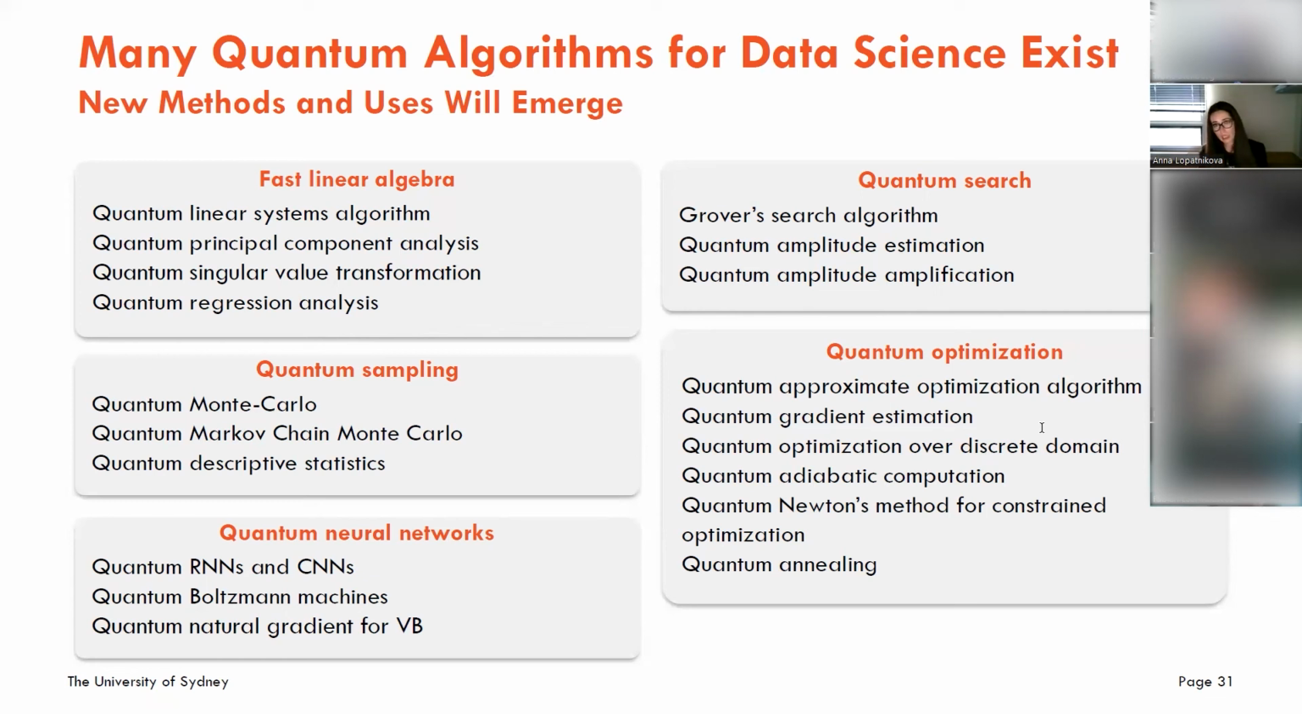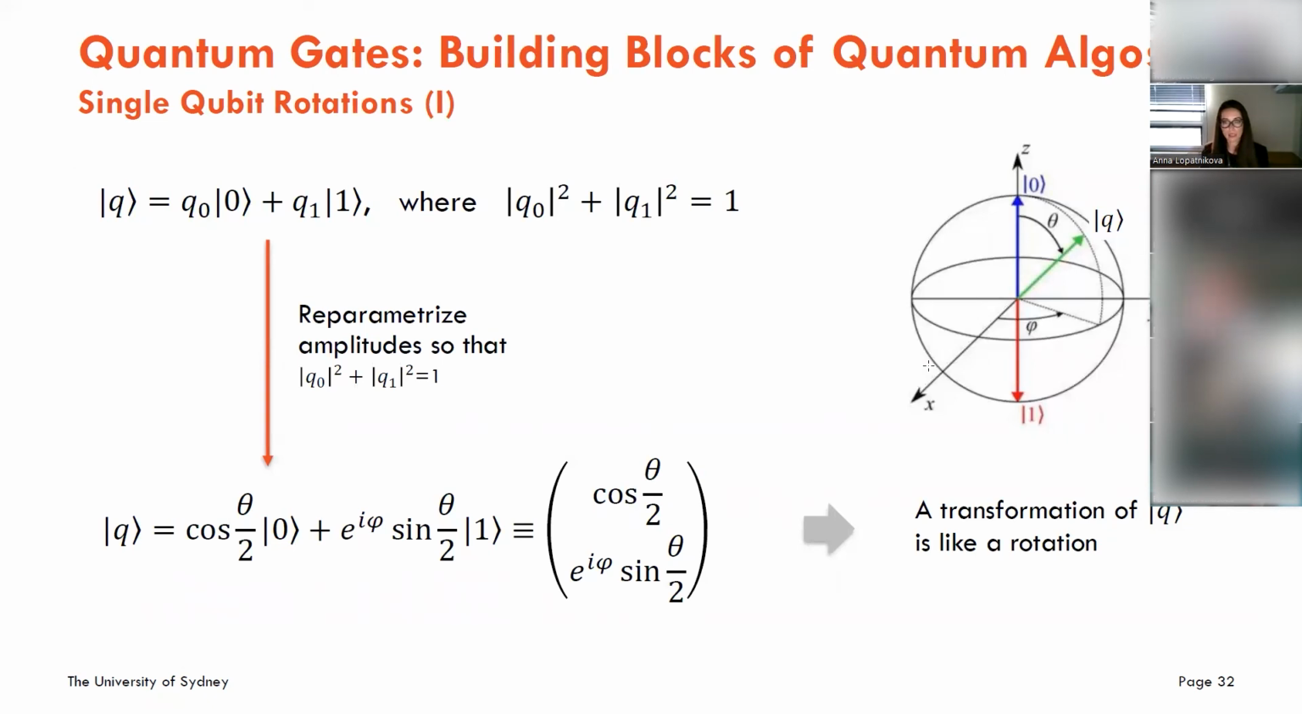So among the algorithms that already exist, we have fast linear algebra, quantum sampling, quantum neural networks, quantum search, quantum optimization. And I don't want to go through, of course, every single one. I will just do a deep dive. It's 447. So I will just talk briefly about the quantum approximate optimization algorithm, because it's kind of a simple example of a practical algorithm. I'm going to skip over that.